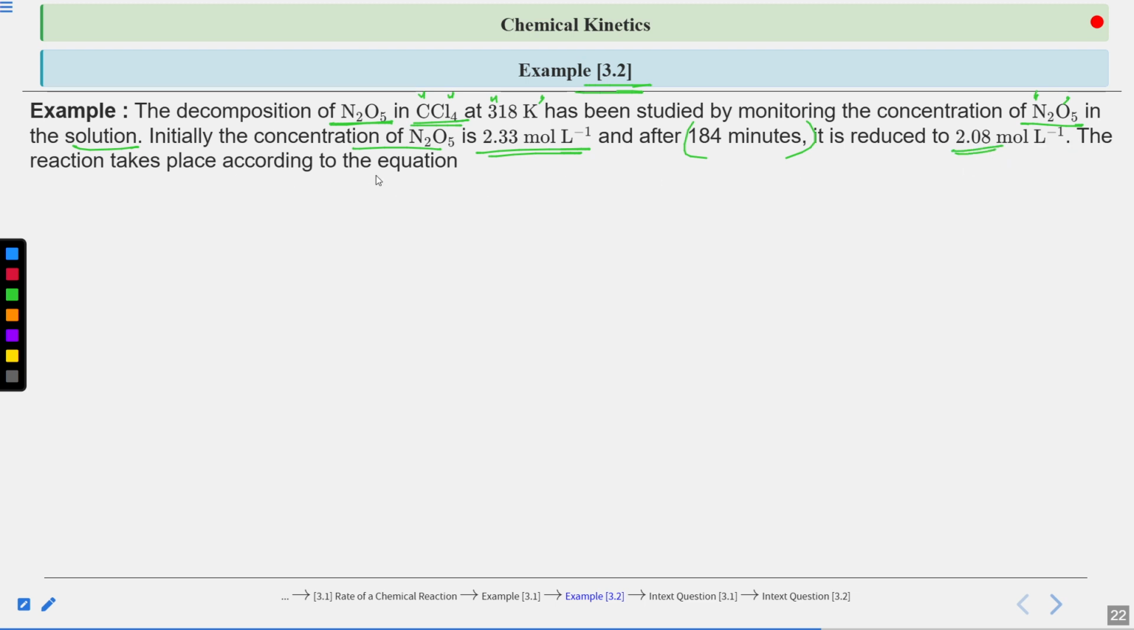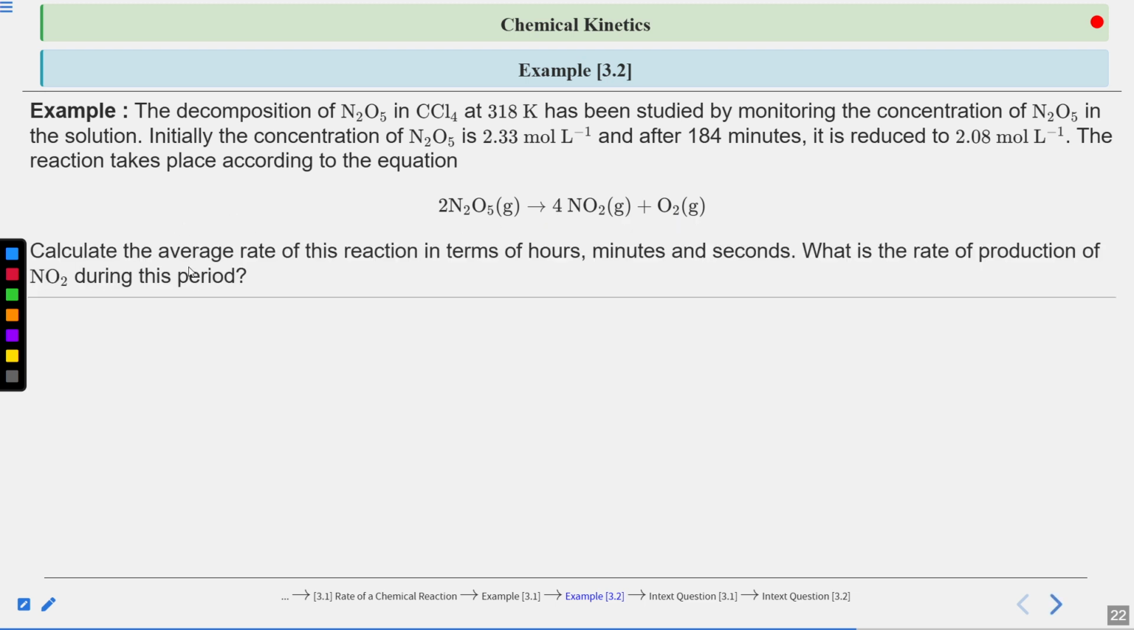The reaction takes place according to the equation 2N2O5 giving 4NO2 plus 1 oxygen molecule. Calculate the average rate of this reaction. For this particular reaction, for the N2O5, you have to calculate the average rate in terms of hours, minutes and seconds. What is the rate of production of NO2 during this period? As we are getting NO2 as the product, during this period, what is the rate of production of NO2, that you also have to tell. Okay, so let's see how you can solve this example.